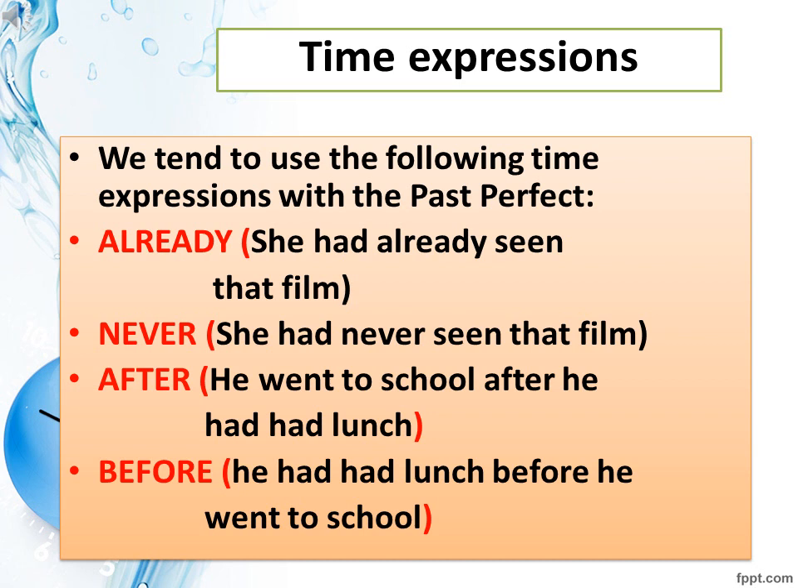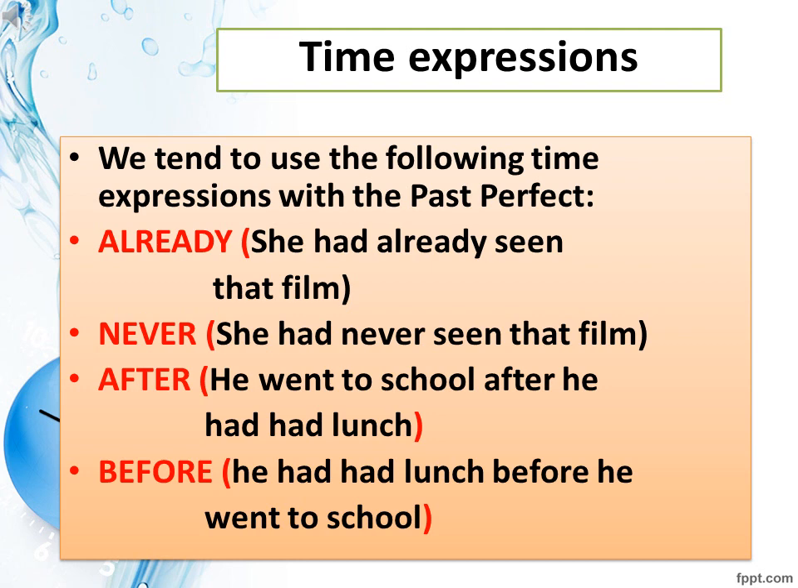Okay, شاهد أو رأى. After: he went to school after he had lunch. He went to school ذهب إلى المدرسة بعدما أخذ وجبة الغداء. Okay, and the opposite we can use before, قبل. He had lunch before he went to school. Okay, so these are time expressions that we use with the past perfect.